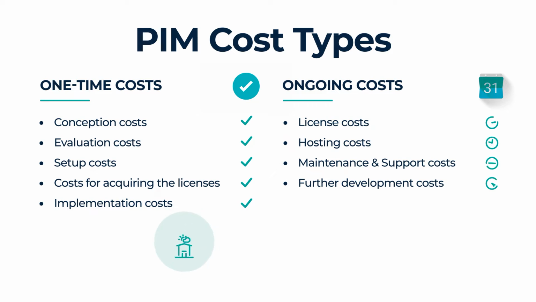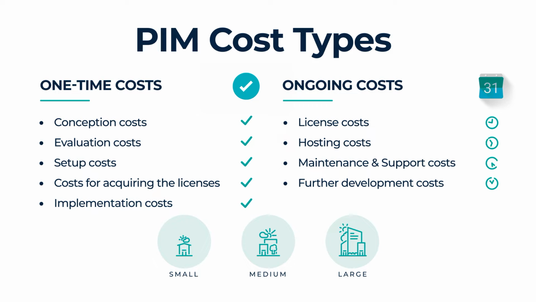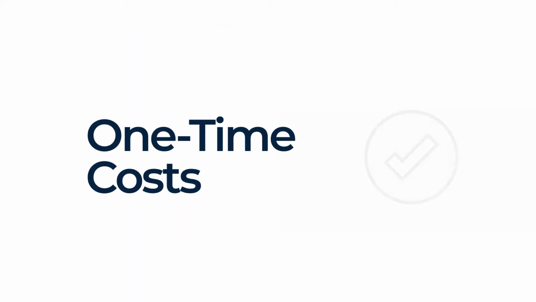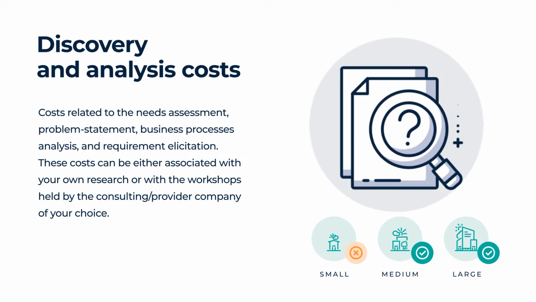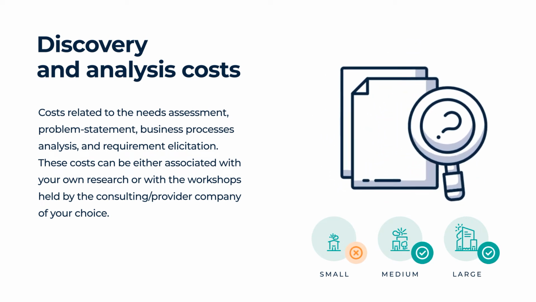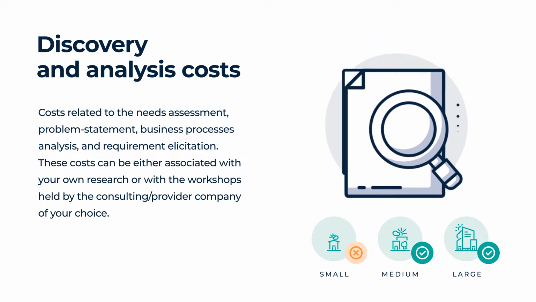Not all of them apply to small, medium, or large businesses. Some types of costs are related only to companies of a certain scale. To get a better understanding of the possible PIM price, let's review it on the example of Jeopard Product Information Management Software. Discovery and analysis costs. Costs related to the needs assessment, problem statement, business processes analysis, and requirement elicitation.